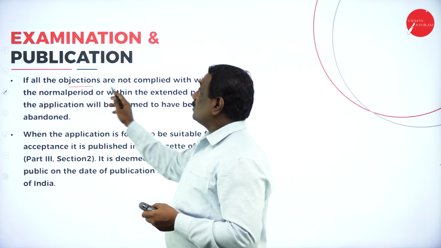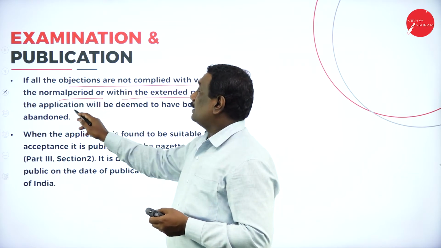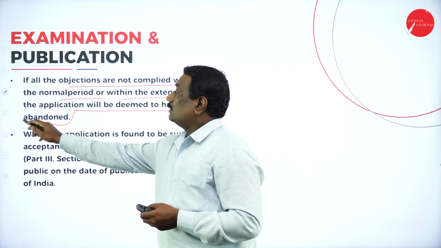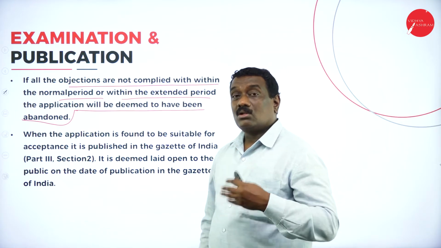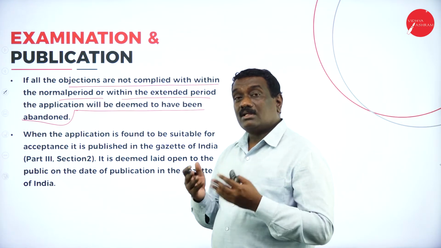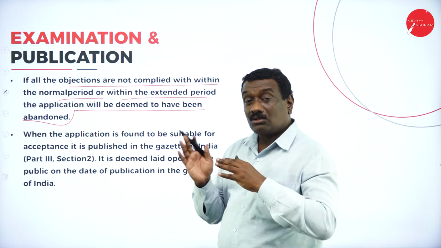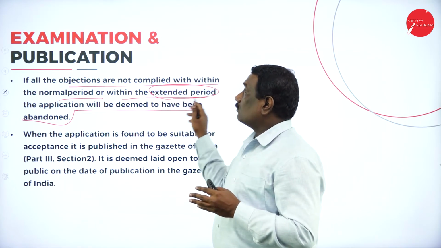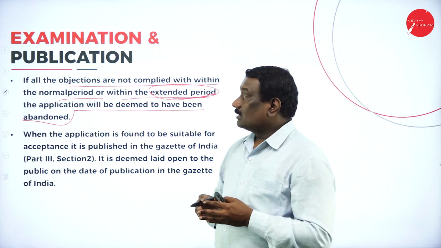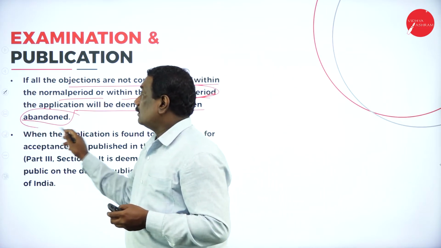If all the objections are not complied with within the normal period or within the extended period, the application will be deemed to have been abandoned. So if there is some objection and you have not given a proper reason or there is no solution for it, and those objections are not complied with within the normal period of 15 months, or within the extended period of 12 months or 15 months, then that application will come to an end, or it will be ceased or abandoned.